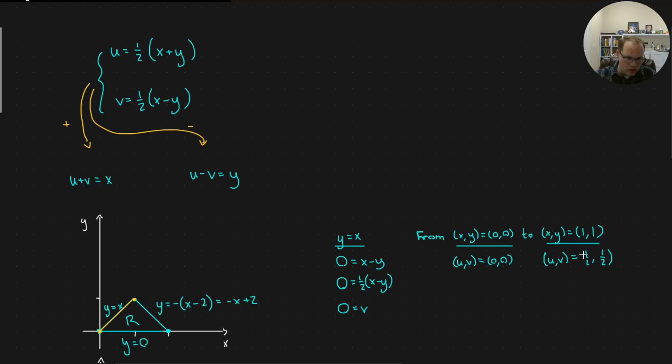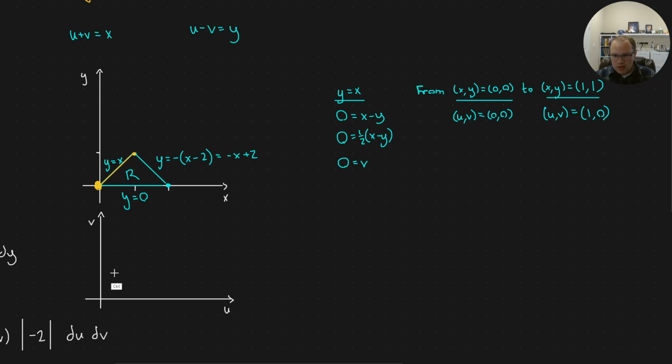And how is that going to change my point in UV space? So if I plug 1, 1 in, 1 plus 1 is 2, divided by 2 is 1, so the u is 1. And then 1 minus 1 is 0 times 1/2 is 0. Okay, that makes more sense. Now the v is 0 for both. They both lie on this line. Okay?